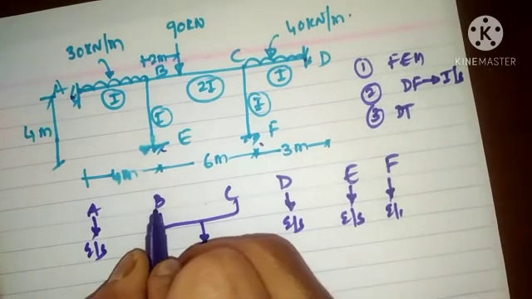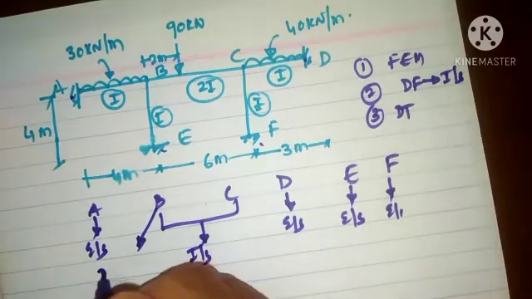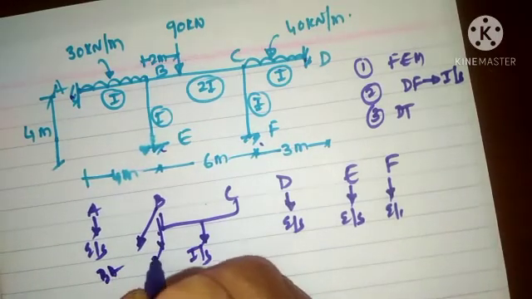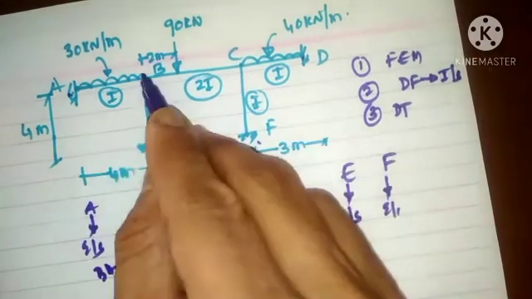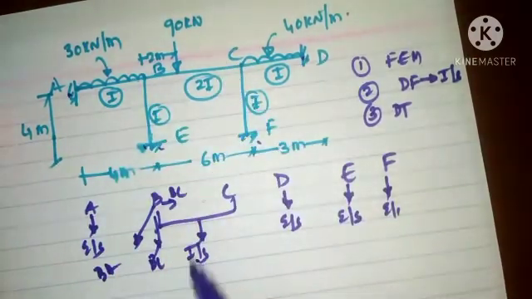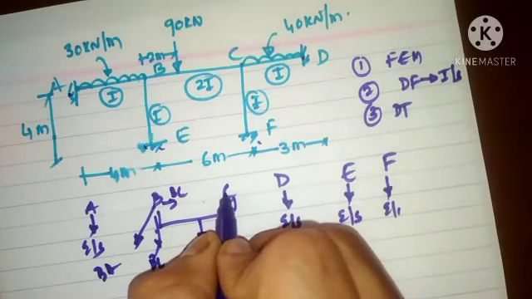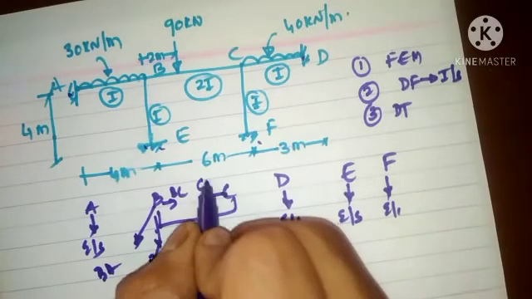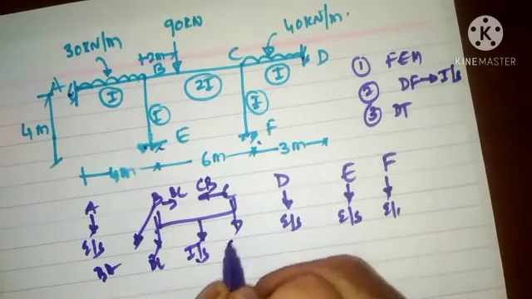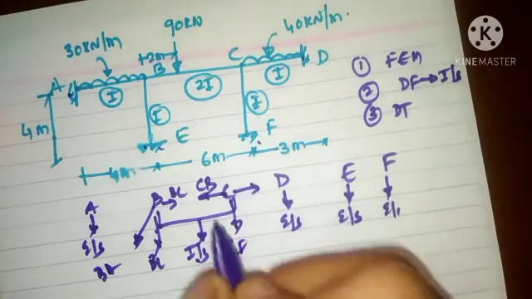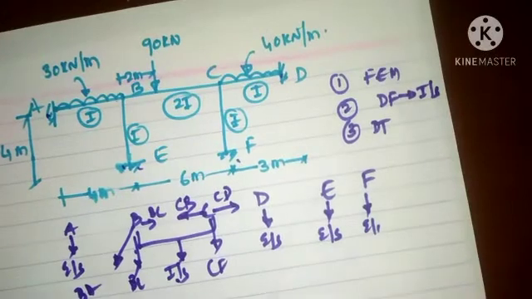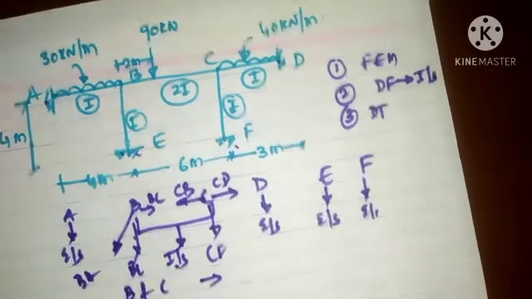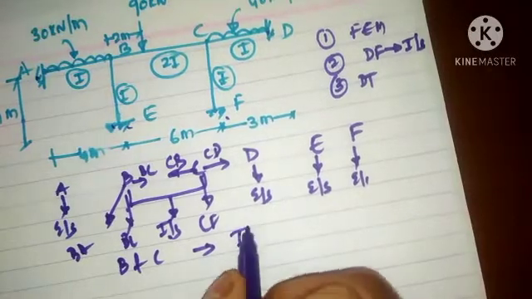Reason: B will be connected by 3 members, which is BA, BE and BC towards the right hand side. BA, BE and BC, so it is called an intermediate support. Likewise C will be connected through CB, vertical member CF and horizontal member towards the right hand side as CD. So for that reason B and C will be classified as intermediate supports.